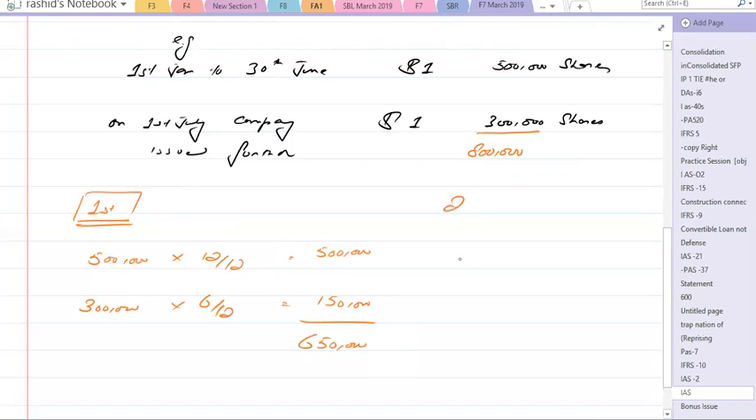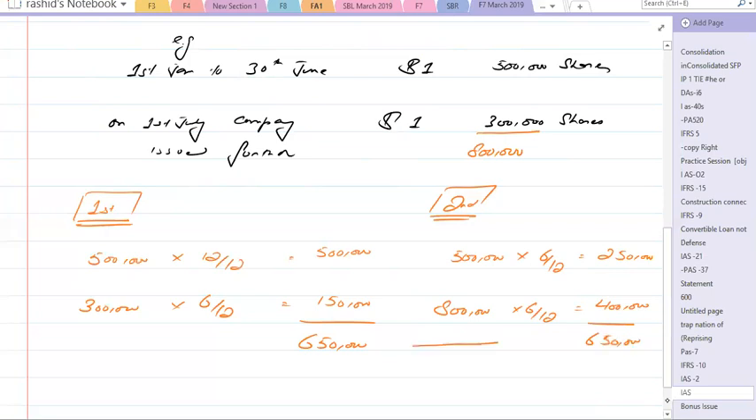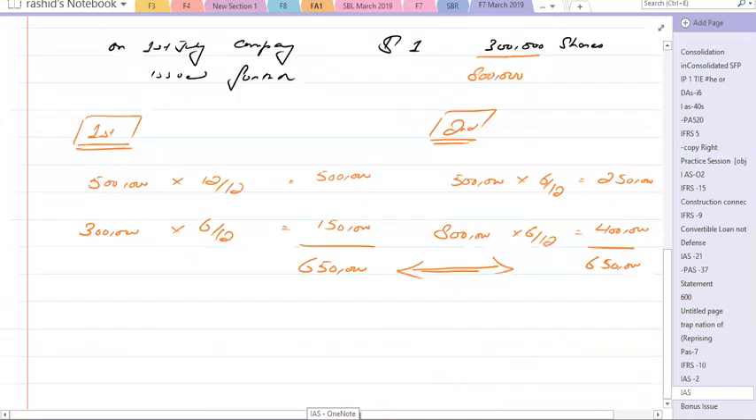The second way to calculate the weighted average number of shares is: 5 lakh shares remain 6 by 12, because after that there were new shares in place, so it will be 2,50,000. And then 8 lakh shares remain for the other 6 months, which gives you 4 lakh. So the total will be the same, 6,50,000. So you can calculate the weighted average number of shares by the two means: the first one is 5 lakh 12 by 12 and 3 lakh 6 by 12, and the other one is 5 lakh 6 by 12 and 8 lakh 6 by 12. You can do it either way.